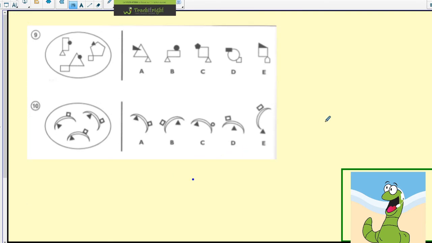Tough one, that last one. It involves counting and symmetry. Numbers and symmetry, which are two of the harder ones to spot, I think. Question 9, the answer is C, and 10 is A.